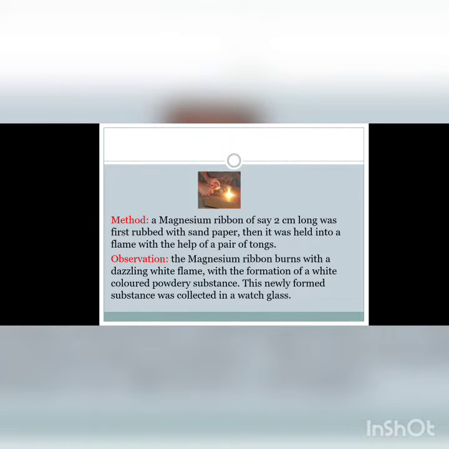For this we would require magnesium ribbon of 2 centimeters long, pair of tongs, sandpaper and a Bunsen burner. Now the magnesium ribbon of say 2 centimeters long is first rubbed with sandpaper, then it will be held in the flame with the help of a pair of tongs. It is seen that a white powder is going to be formed. Magnesium burns with a dazzling white flame and the new substance formed is magnesium oxide, which is a white powder.